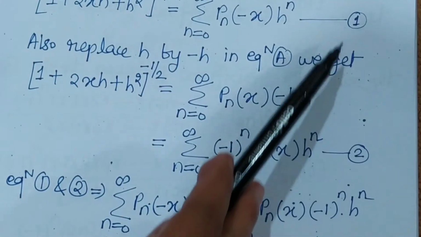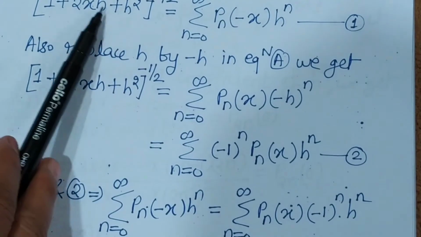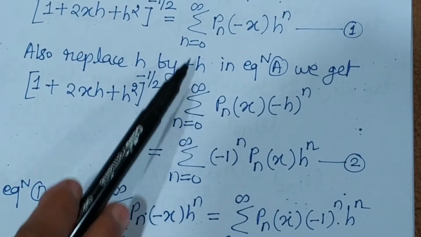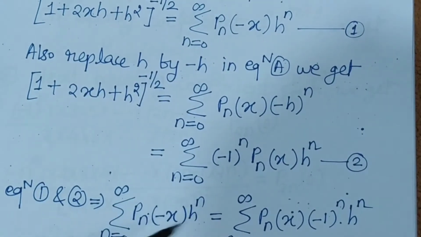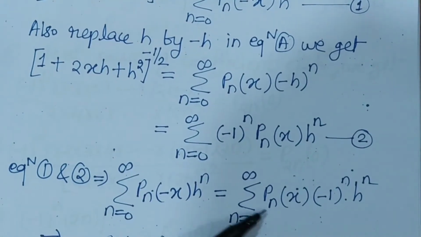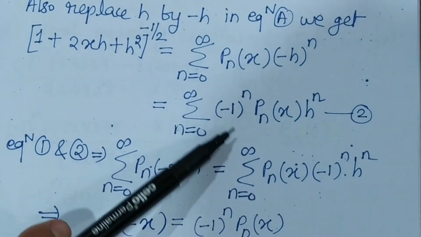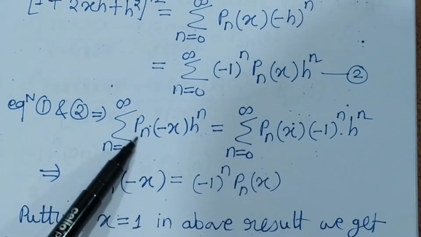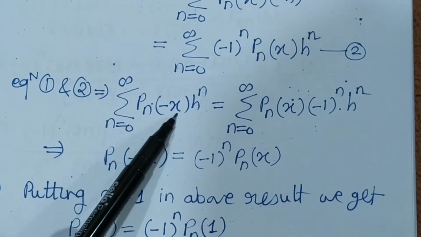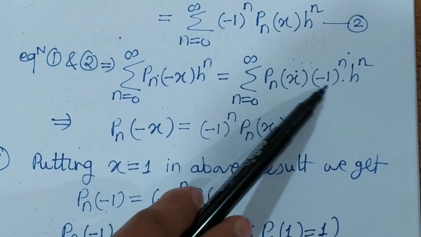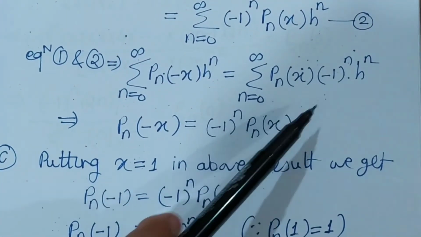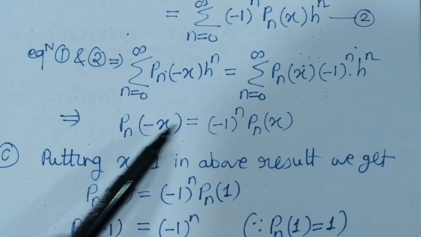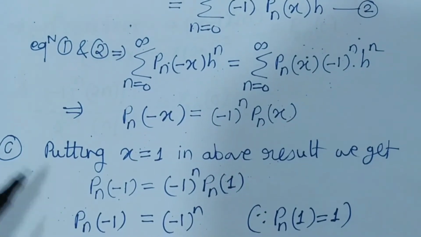Now from 1 and 2 we observe that the left hand side is the same. So the right hand side has to be equal. So equating the right hand side, the summation will get cancelled, then h raised to power n gets cancelled. So we are left with Pn of minus x is equal to minus 1 raised to n Pn of x, which is nothing but the second desired result.